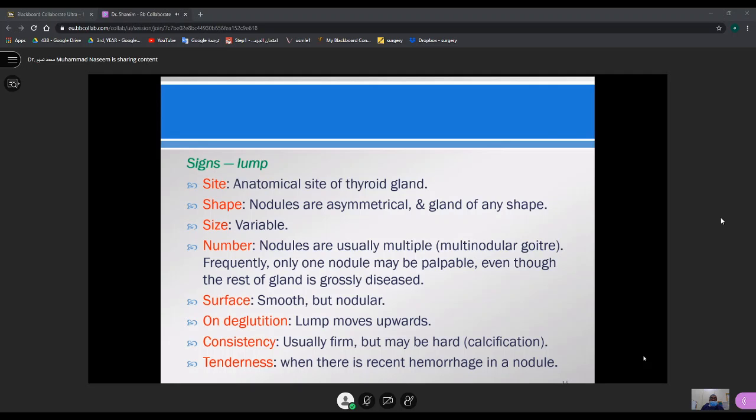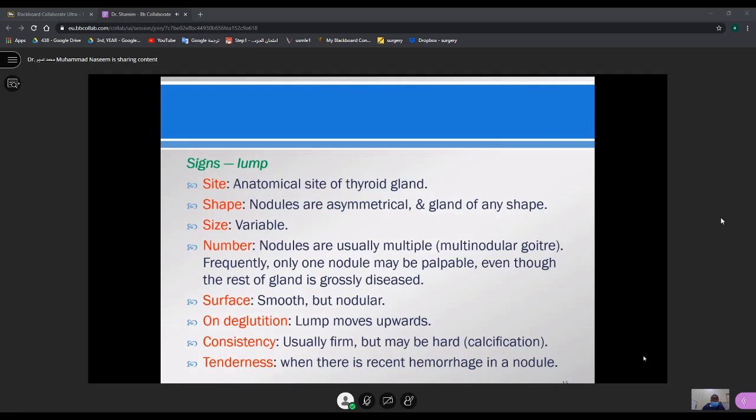And similarly, the size is variable. Number: nodules are usually multiple. That is multinodular goiter. But frequently, only one nodule may be palpable, even though the rest of the gland is grossly diseased.